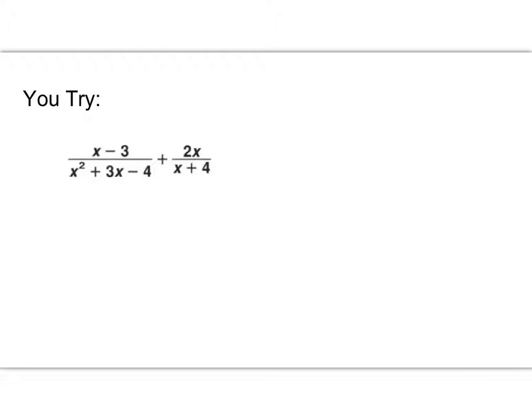Here's one for you to try. Pause the video, start it back up when you're ready to check your answer.